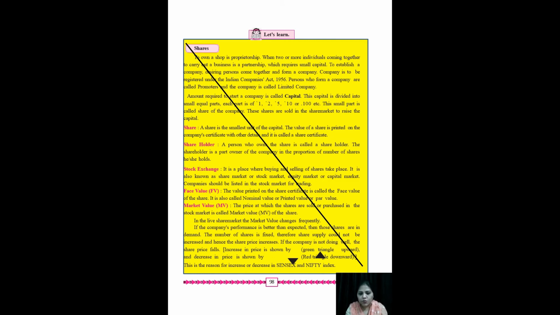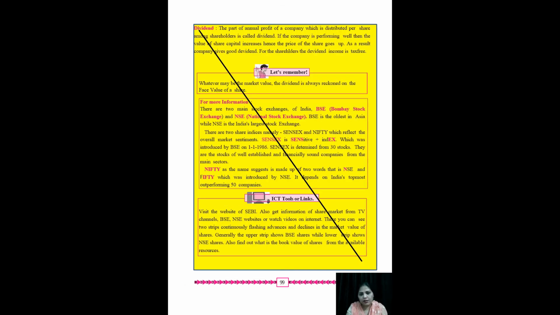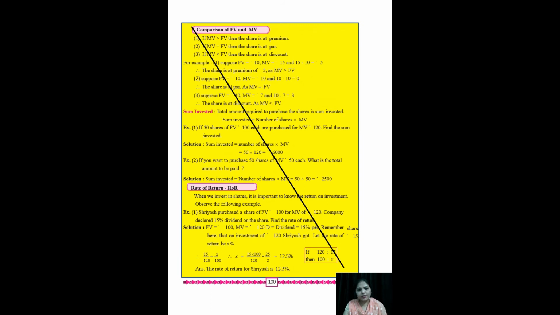They are all reduced. Page number 98, cancel the whole. 99, go on cancelling. Cancel this. Strike out page number 98, 99, 100. Face value and market value, sums based on shares, page number 100.